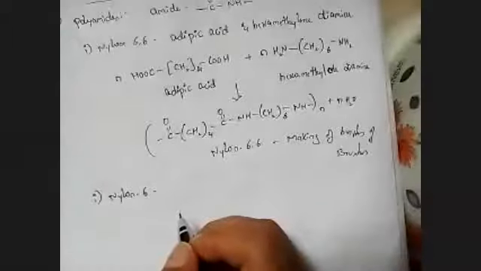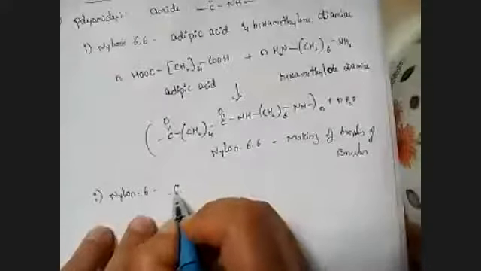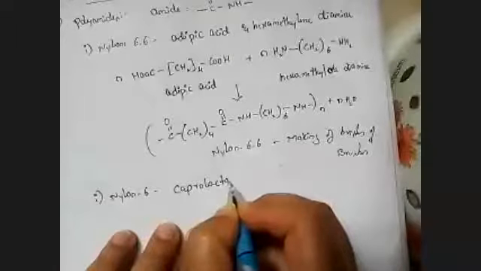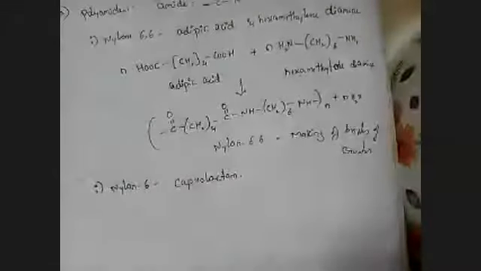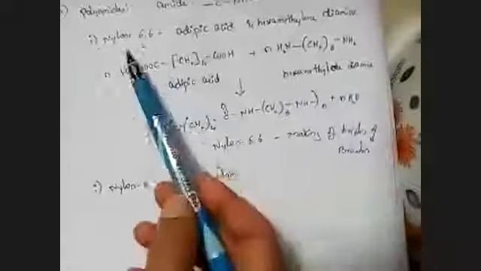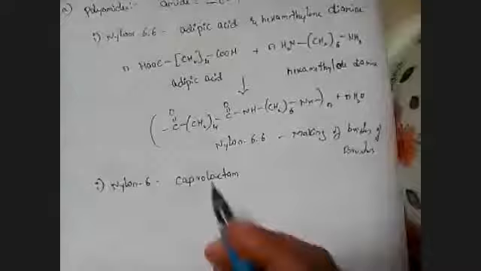nylon 6. So the monomeric unit of nylon 6 is caprolactam. So when you are heating this caprolactam with water, you will get nylon 6. Do you know the difference between nylon 66 and nylon 6? We have the hexamethylene diamine in nylon 66. That's why, because of this 6 group, we put 66. So the monomeric unit is also different, and here also it's different.